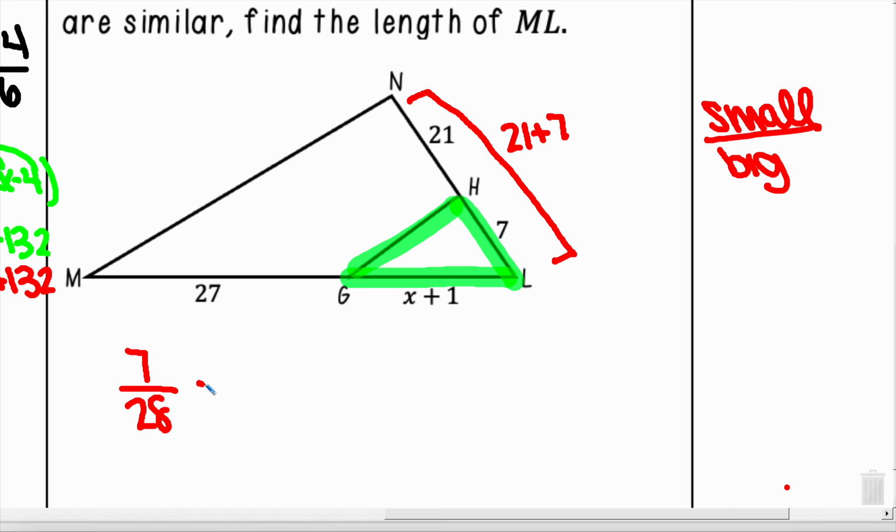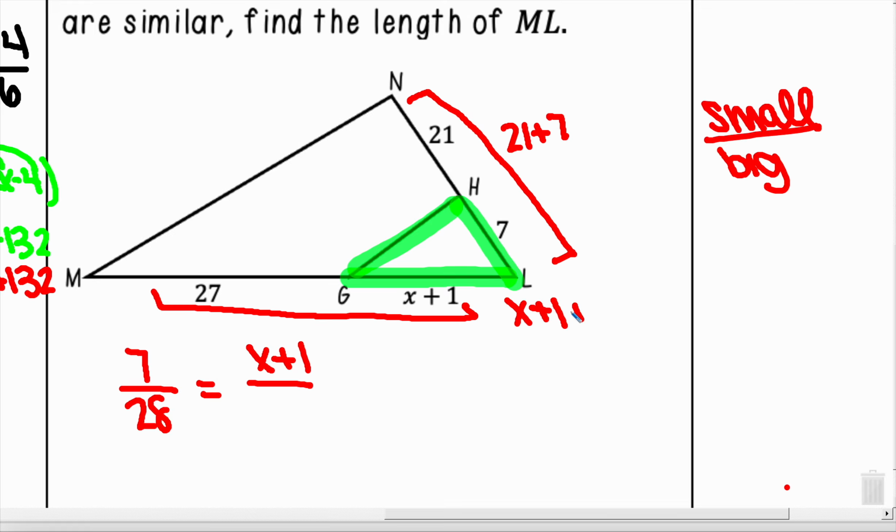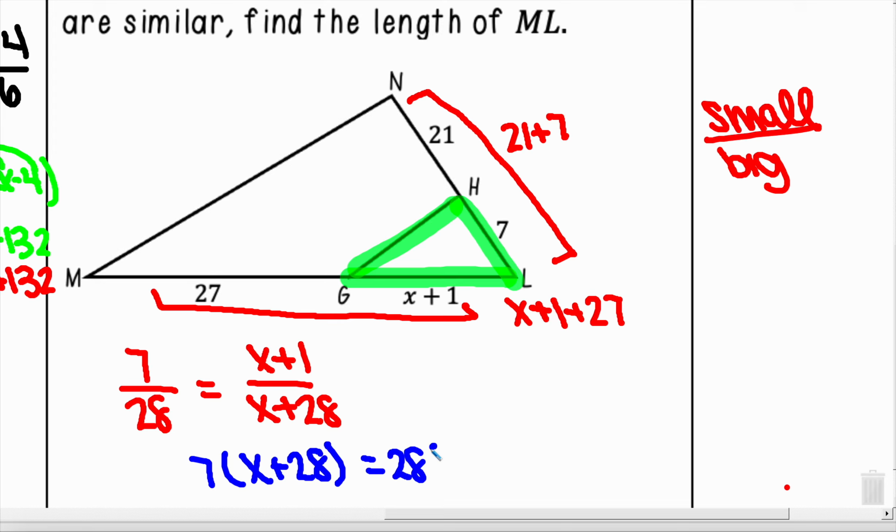Okay, and it's going to be equal to, again, the small side over the whole side, and that whole side is going to be x plus 1 plus 27, and I can combine that and say x plus 28. How about 28, not 8? So we're going to do a little cross multiplication magic, and I'm going to say 7 times x plus 28 equals 28 times x plus 1.